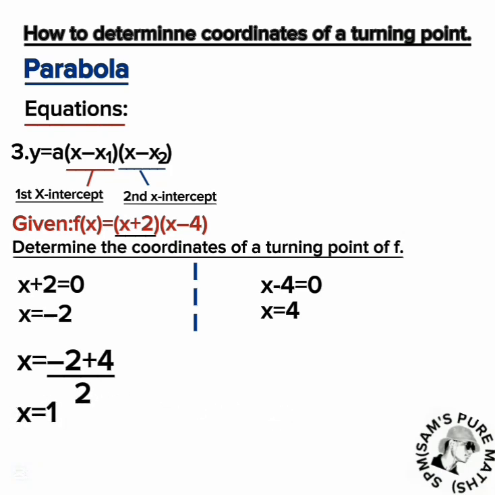To find the y coordinate of the turning point, we're gonna just substitute the x coordinate into f of x. Let's substitute it. y is equals to negative 9. The turning point of f has the x-coordinate of 1 and the y-coordinate of negative 9. That's how you determine the coordinates of a turning point of a parabola.